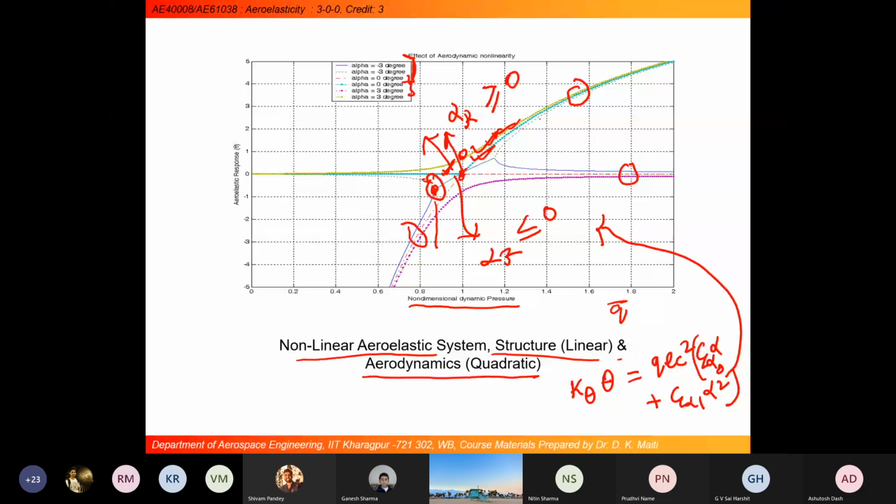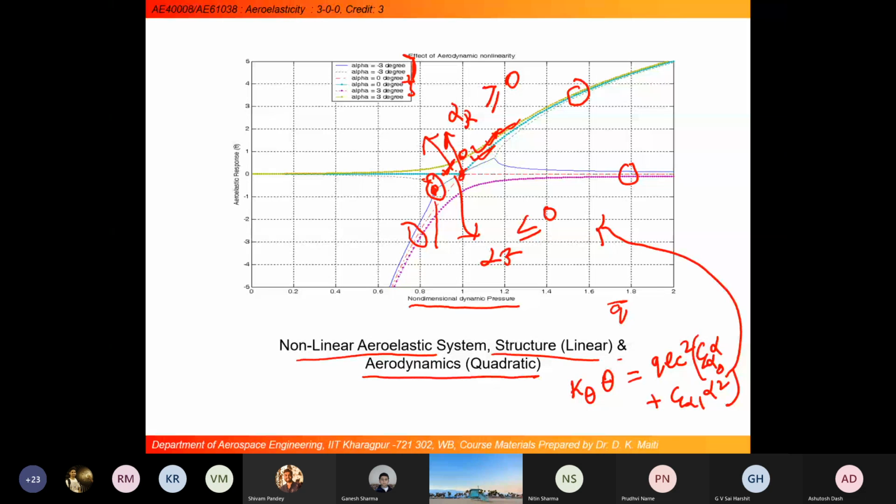Then alpha equal to 3 degree, actually it is 3 degree and 5 degree. I have just by mistake given here 3 and 3, both are 3. Actually one is 3, another is 5. So for different values of alpha, what we are getting is one root at 0 here, and another root something like this. It is varying over Q bar, for different values of Q bar, how it is varying.